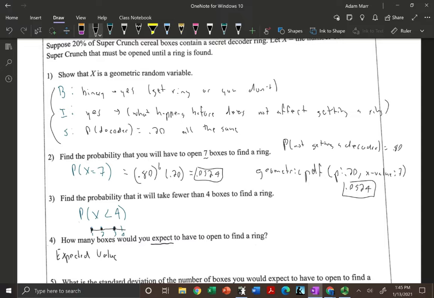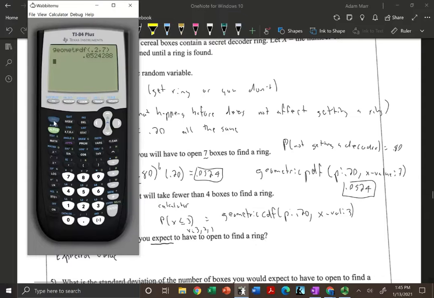But what this is going to be, if you're using our calculator, is the probability that X is less than or equal to 3. So we're going to say geometric CDF. My probability of success is once again 0.20. My X value, we're talking about 3, 2, or 1. The CDF means less than or equal, so the X value is 3. All right, so we put that all in.